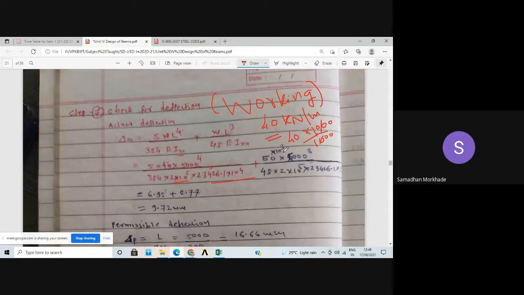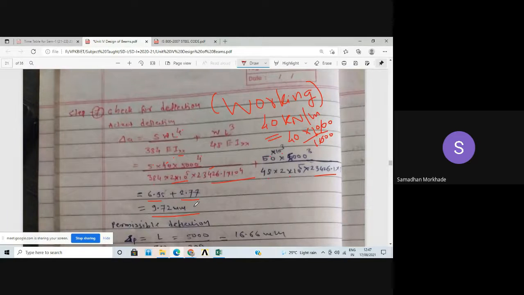The point load is in kilonewton, so it is 50 into 10 to the power 3. Here we multiply by 10 to the power 3 because we are converting kilonewton into Newton. If you do it in kilonewton and meter, you get the same result. Just try it at your level. Into L cube, that is 5000 cube, divided by 48 E, where E is 2 into 10 to the power 5, into I. Therefore it is 6.95 plus 2.77, which is 9.72. This is the actual deflection.